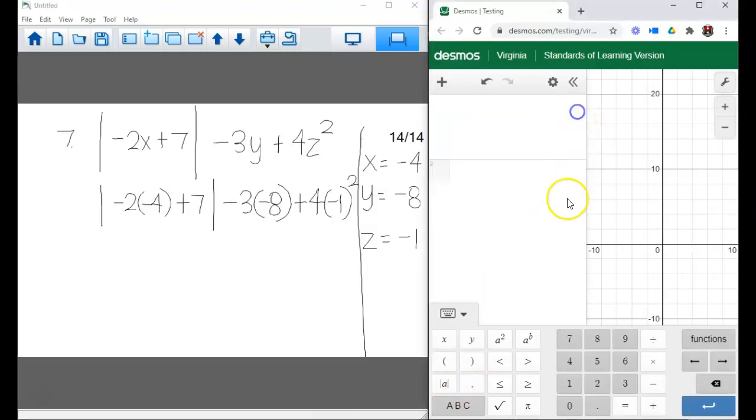So first, absolute value bars. We're going to do negative 2 times negative 4 plus 7. Now I'm done with my absolute value bars. So now minus 3 times negative 8 plus 4 times negative 1 squared. And the answer on this one is 43.